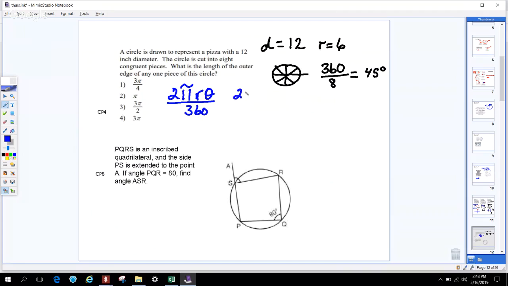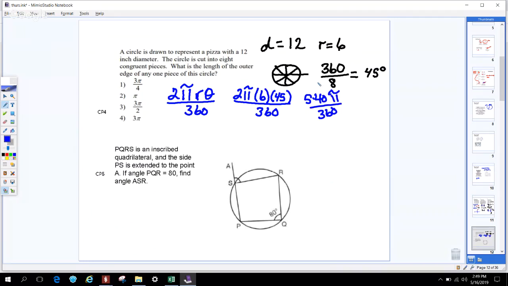We're going to put in 2 times pi. Our radius was 6. Our theta was 45. And all of that is divided by 360. All of these answers have pi. Why is that important? Don't include it in the formula. 2 times 6 times 45, that's going to give me 540. Then I've got pi divided by 360.